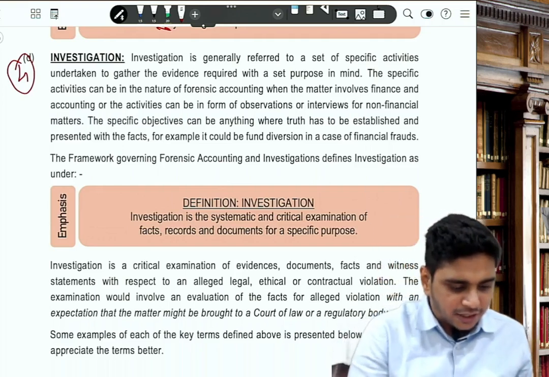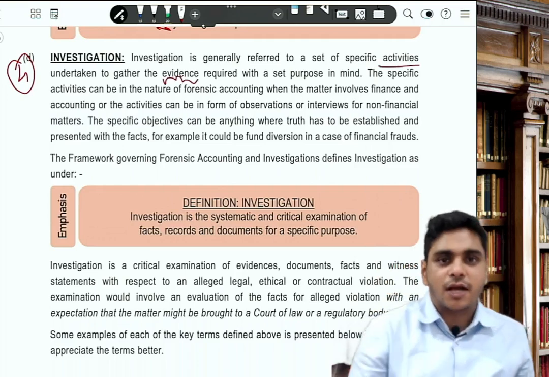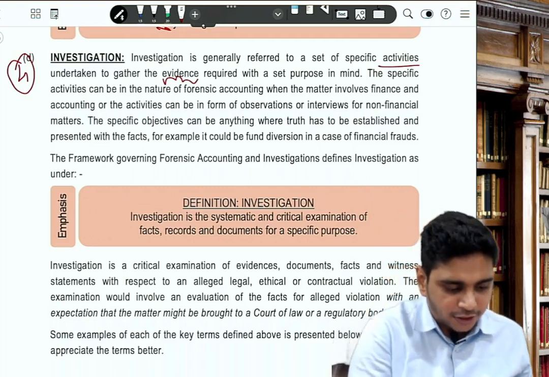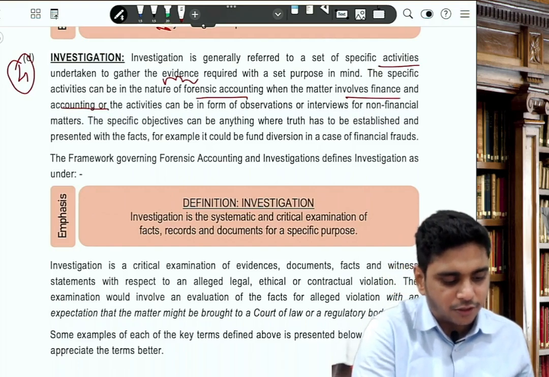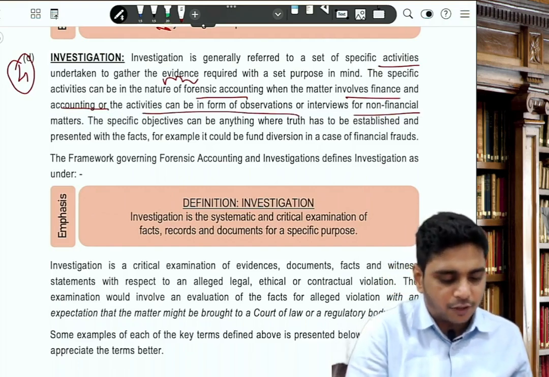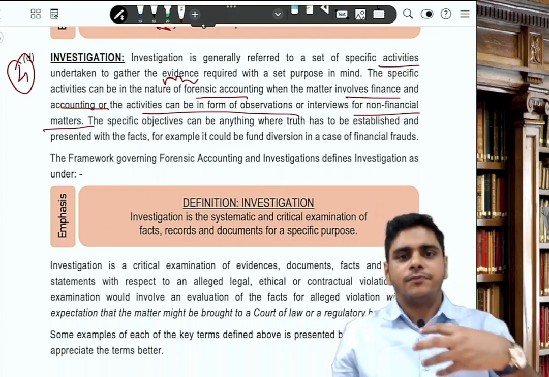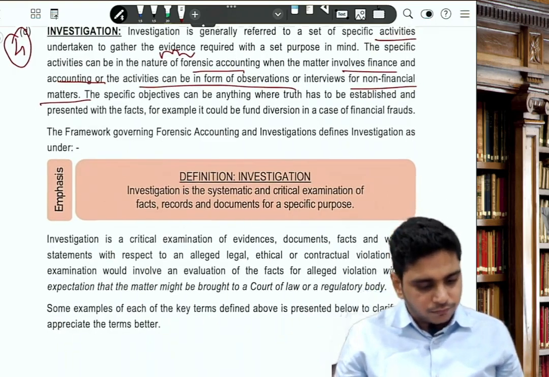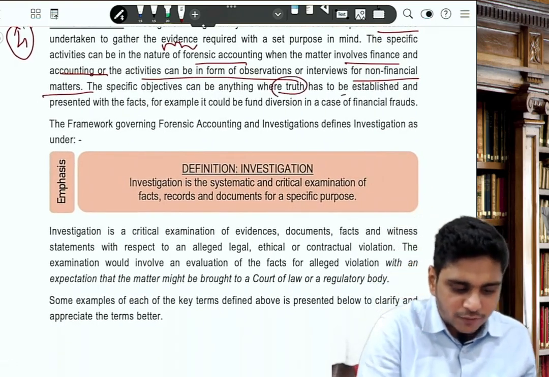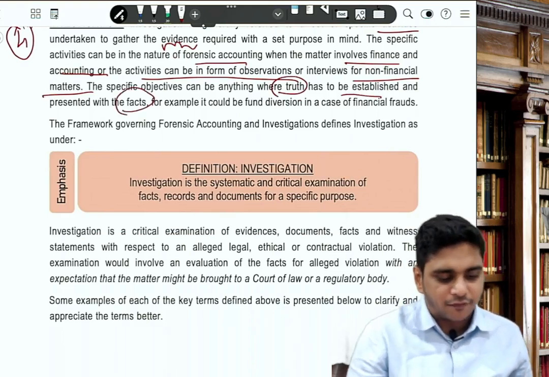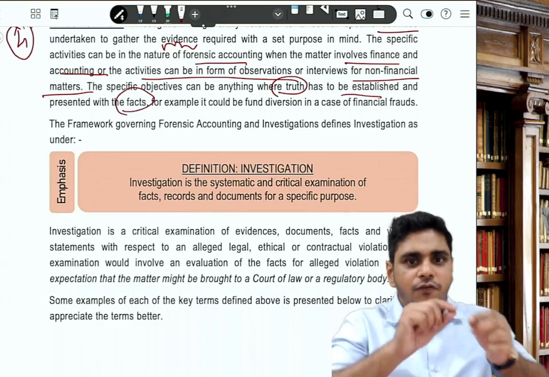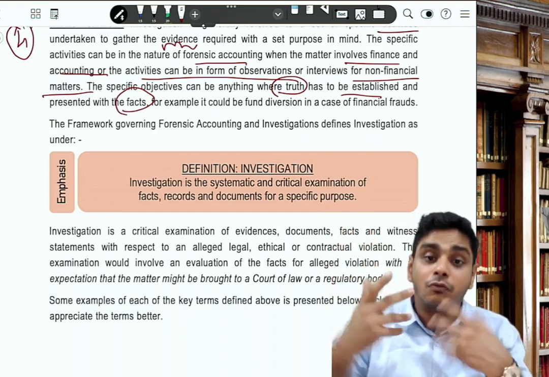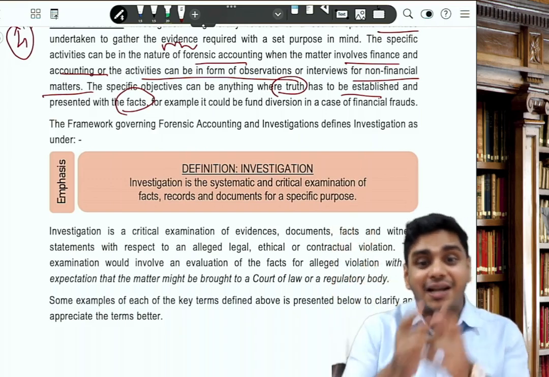So it is a specific activity to gather what? Evidence. To collect evidence required with the set purpose in mind. The activities could be in the nature of forensic accounting when the matter involves financial accounting, or in the form of observation when the matter involves non-financial matters. So observing, interviewing, all those are part of investigative activities. Now here the truth has to be established and presented with the facts. For example, it could be fund diversion in case of financial fraud. Funds have been diverted. The company has taken a loan and used it for personal purposes. What is the proof? You will collect that proof via investigation.